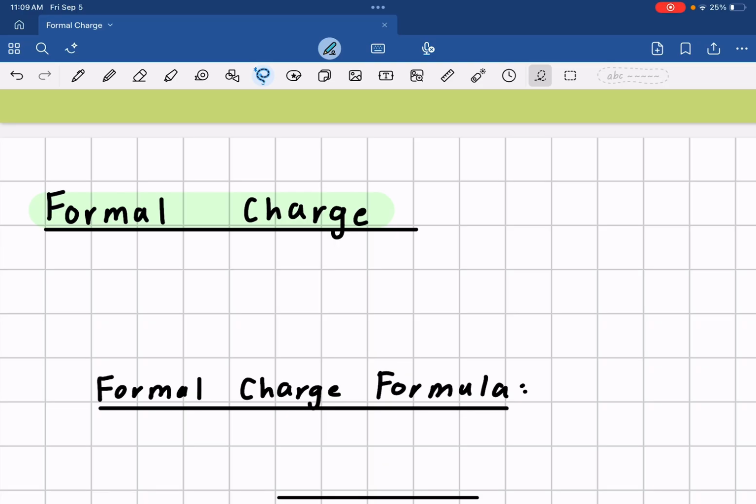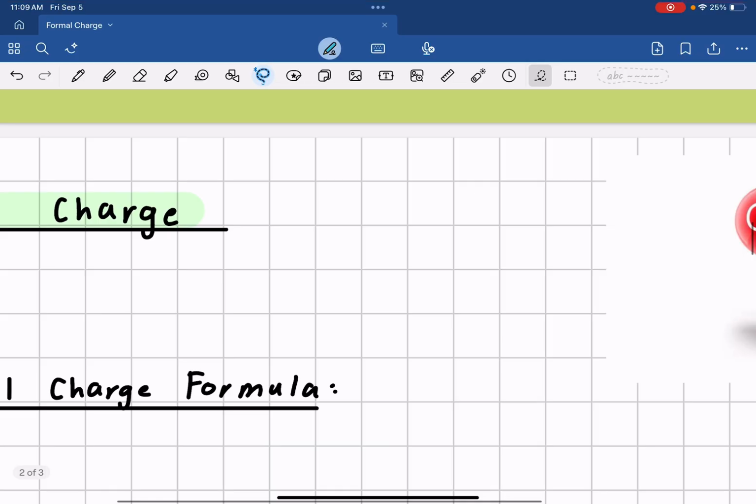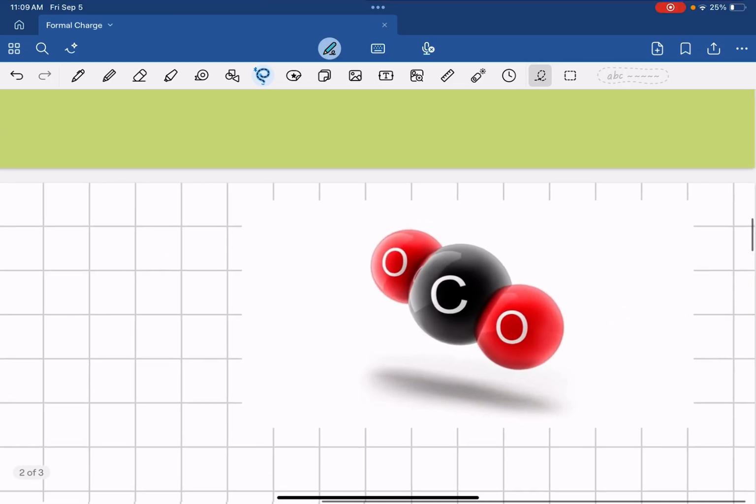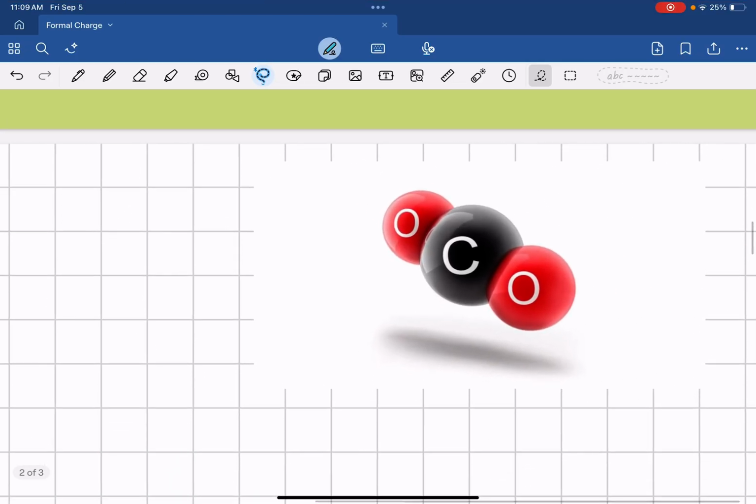Think of formal charge as a map, and it tells us where the electron stress points are. It tells us where electrons are concentrated, where they're itching to react, and also where they are missing. And that's what we're going to cover in this video today, formal charge. Let's take a quick example and look at CO2.